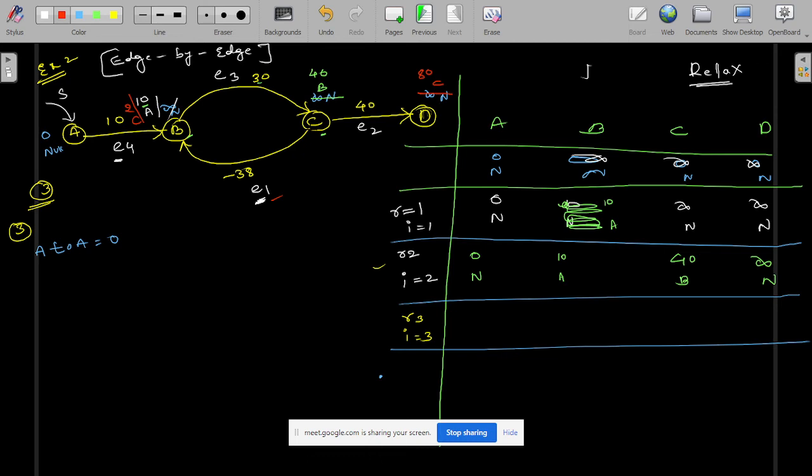What is the way? B to C, it is moving, right? 2C is there. 30 plus 2, what is the value? It will become 32. Who is giving this one? B. Over. Yes or not? Okay, that is also over. E3 is also over.